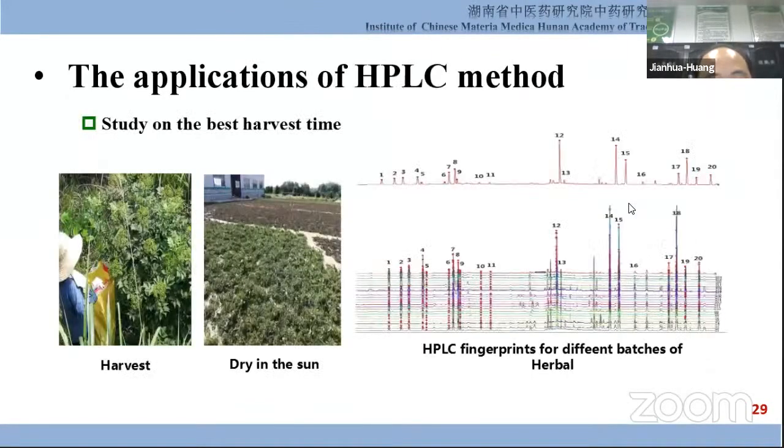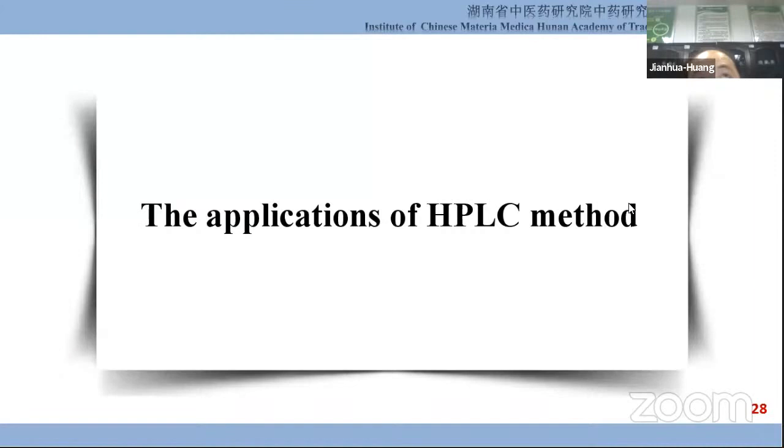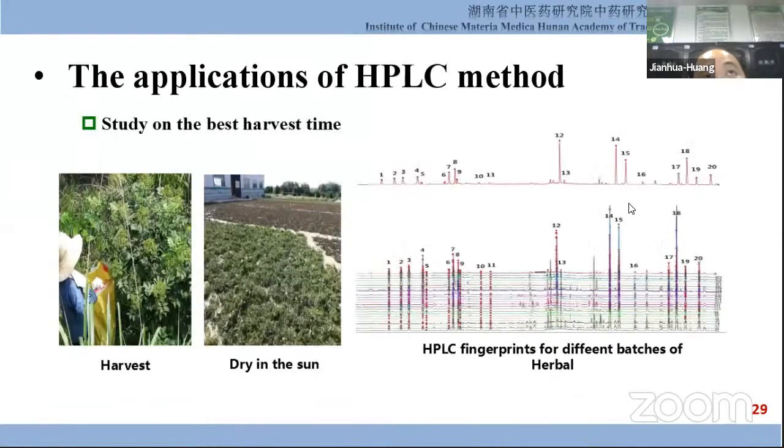Okay, the last part is the application of the HPLC method. Because this is a video program, we will show some work we have done by using HPLC. The first application of HPLC is to investigate the best harvest time for herbals. For example, we harvest the herbals and dry them in the sunshine, and all the samples will be analyzed by using HPLC. And here we will get the HPLC fingerprint for different batches of herbals.